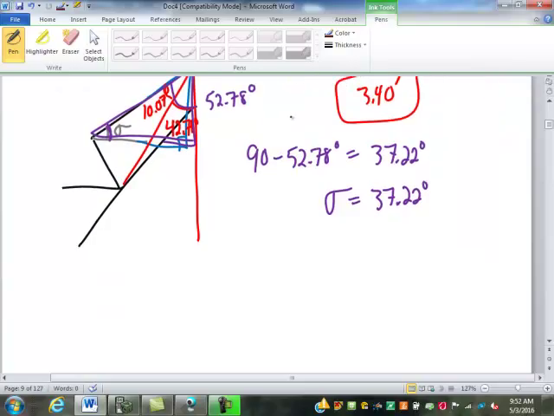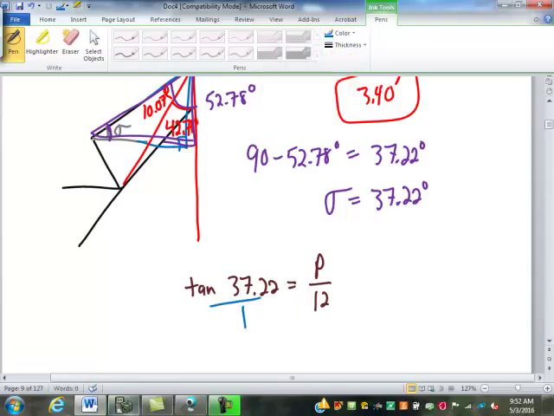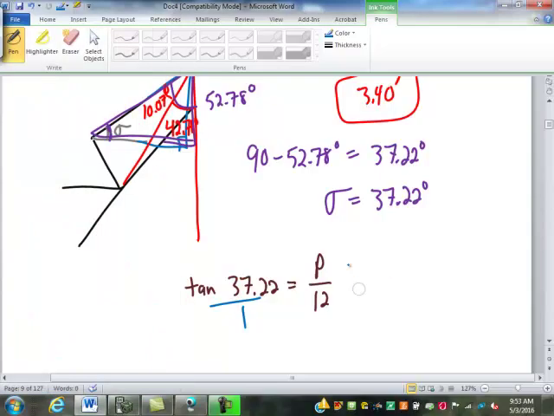So now then to find my P, my slope. Remember the tangent of the angle is the slope. So the tangent of 37.22 is going to equal P over 12. So I'm going to do it like this: 12 times tangent 37.22. 9.12 is my slope. That's P.